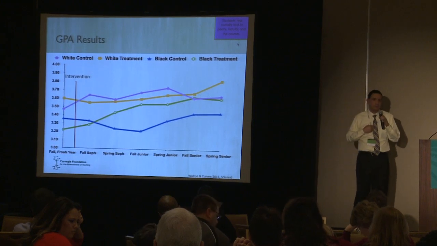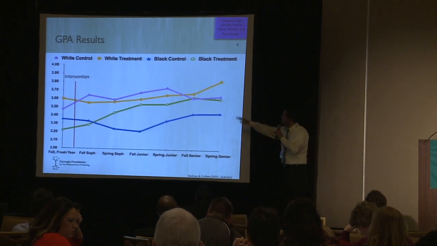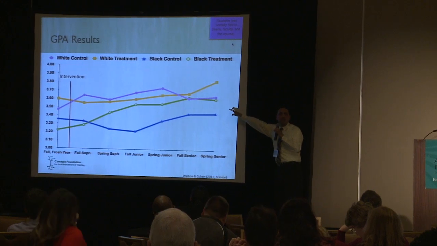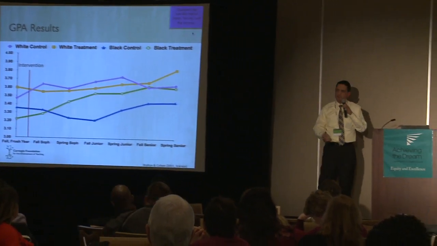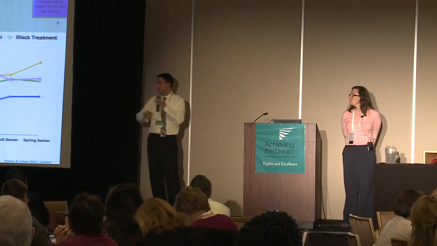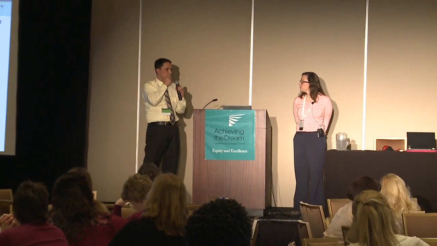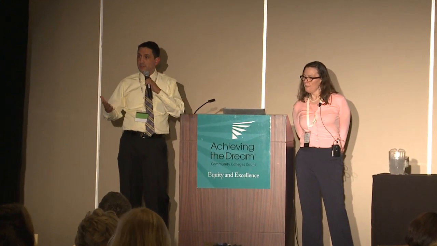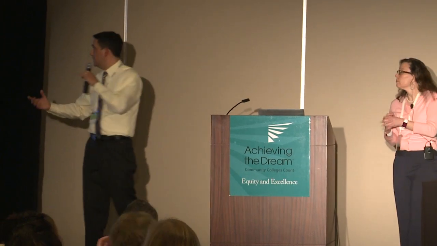When I looked at this graph for the first time, the thing that I noticed was that the ending point for the black treatment group, which is right here at green, is basically the same as what? White control group. So for white students who don't go through that same intervention, and black students who do, by the time you get to senior year, that achievement gap has been closed. And then you also see gains for the white treatment group as well, telling us that this intervention holds promise for all students. And so the question becomes, given that this is a relatively short intervention, we see the achievement gap being reduced.